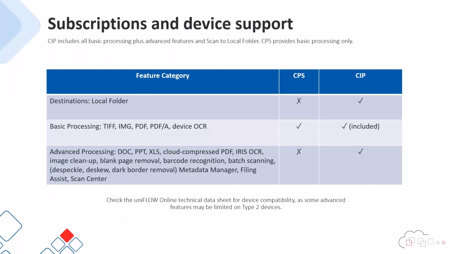Now, Cloud Print and Scan, normally known as CPS, covers basic processing like TIFF, JPEG, PDF/A, and device OCR. With Cloud Image Processing, normally CIP, it involves everything in the CPS, plus advanced features such as IRIS OCR, image cleanup, despeckle. I won't name them all, you can see them on the screen.